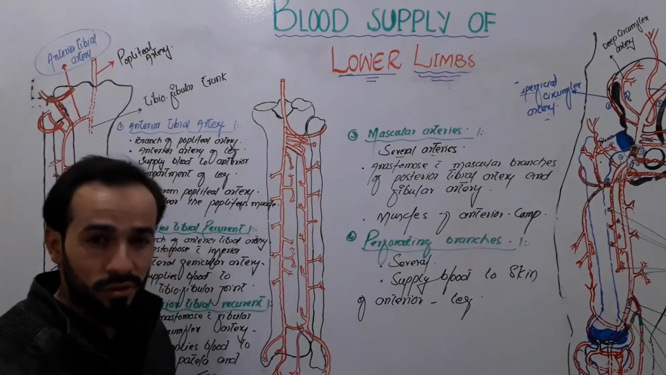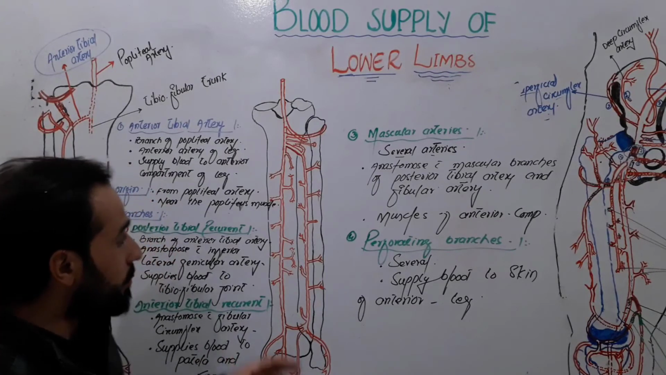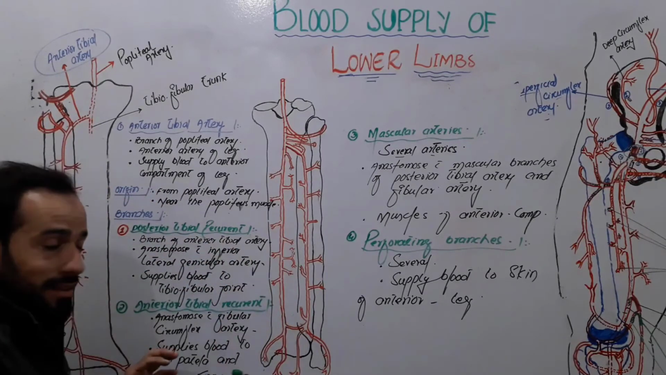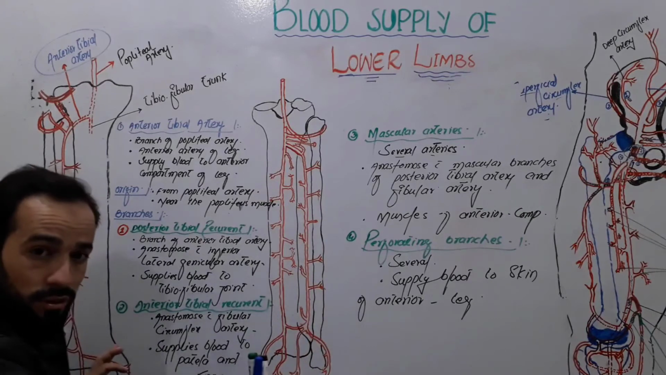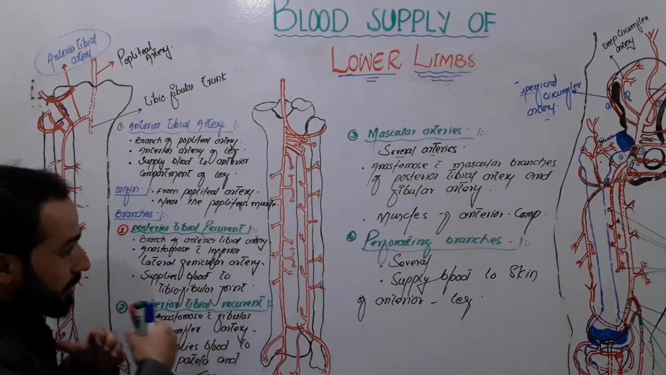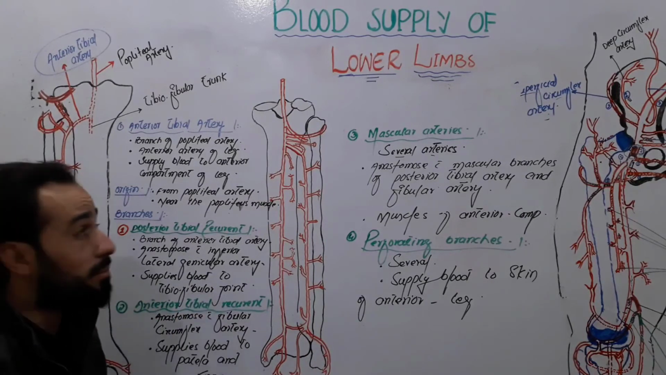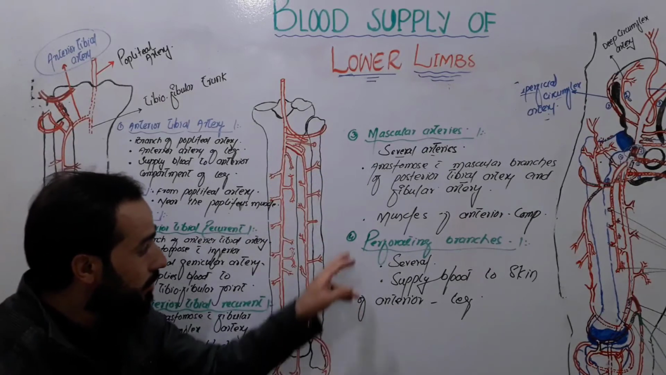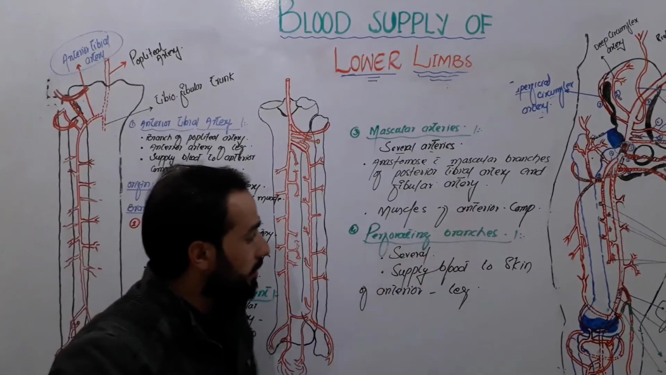Inshallah, we will see in detail in the coming lectures. So for clear understanding, I'm just drawing the arteries, so that it could be easily understood about the blood supply. So the fourth branch is the perforating branches.